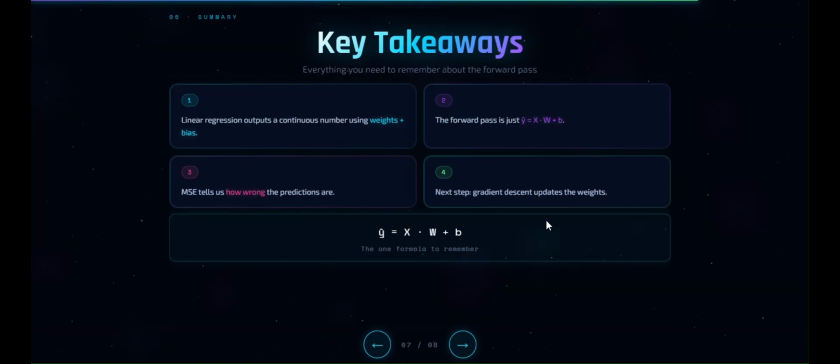Let's quickly summarize everything. Linear regression predicts continuous values using weights and bias. The forward pass is simply y equals X times W plus b. Mean squared error measures how far predictions are from actual values. And this entire pipeline, prediction, error calculation, and optimization, becomes the foundation of modern machine learning.